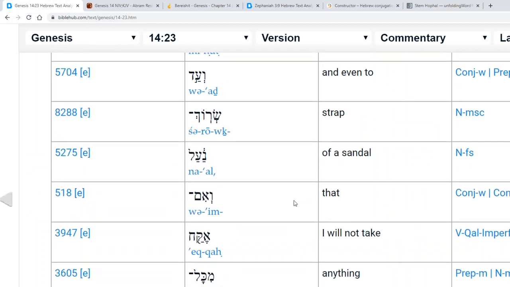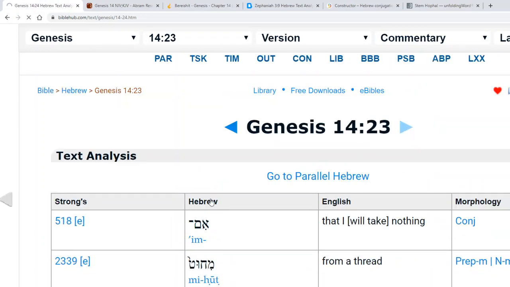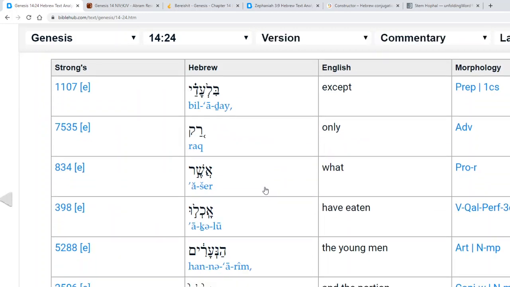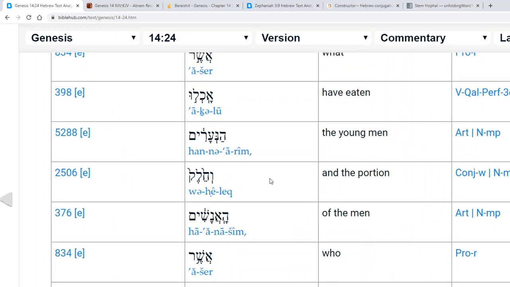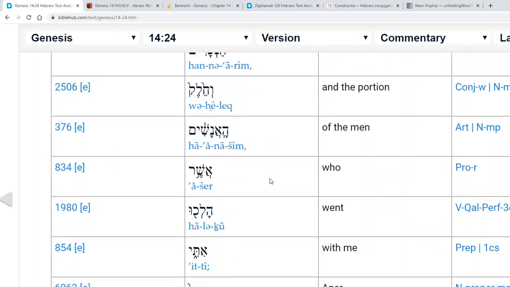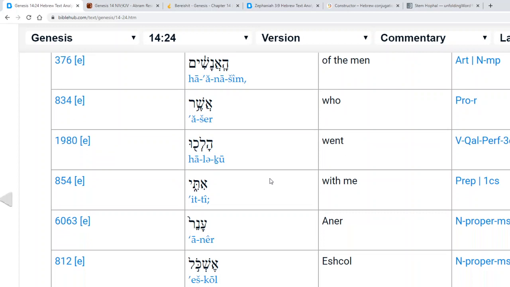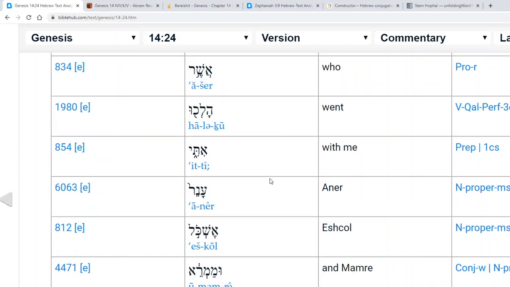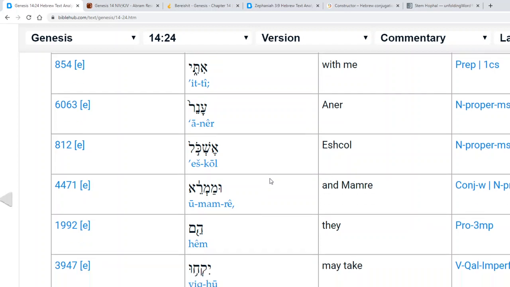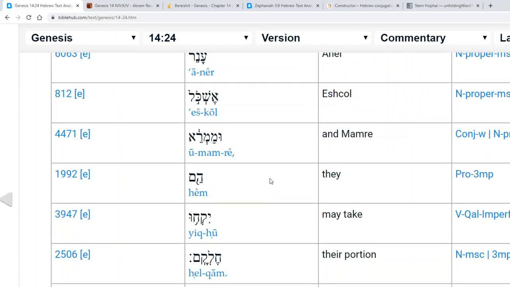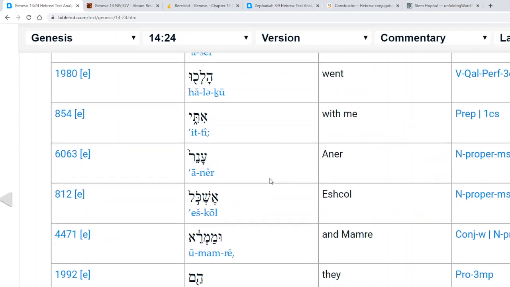Verse 24. Bil'adi rak asher achlu hane'arim vechelek ha'anashim asher halchu iti, Aner, Eshkol umamre, hem yikhu chelkam.